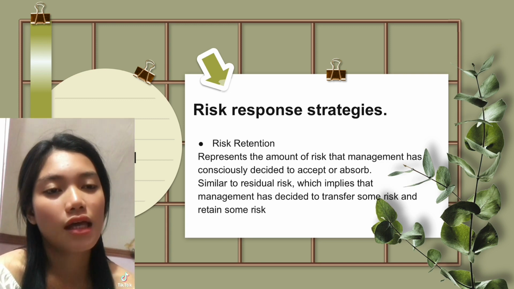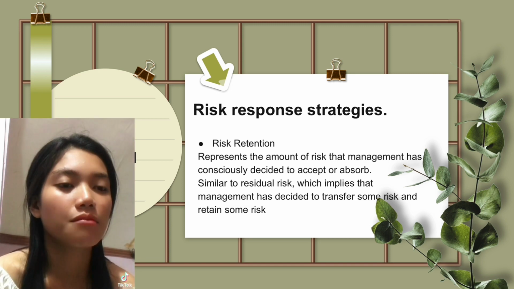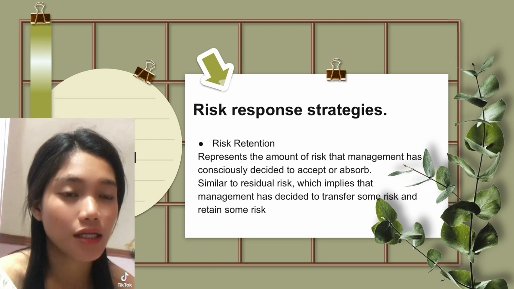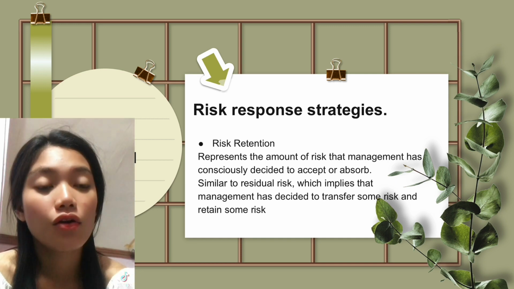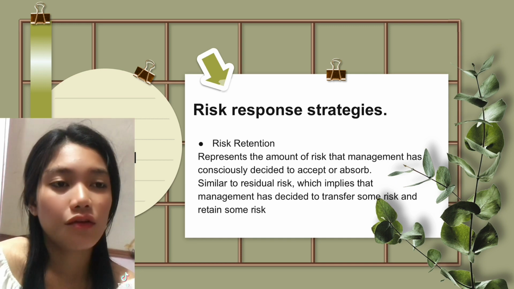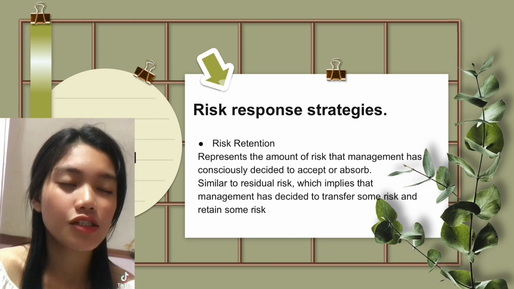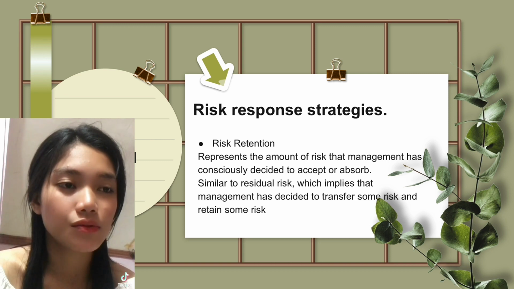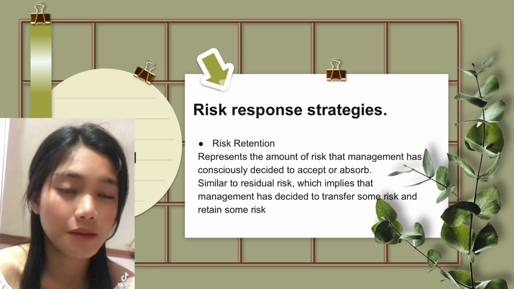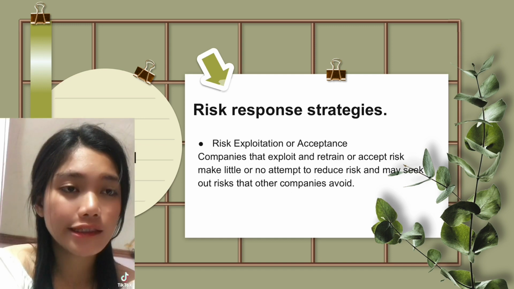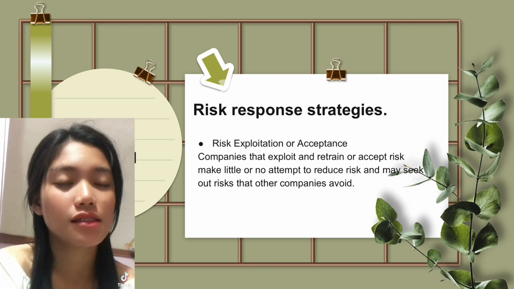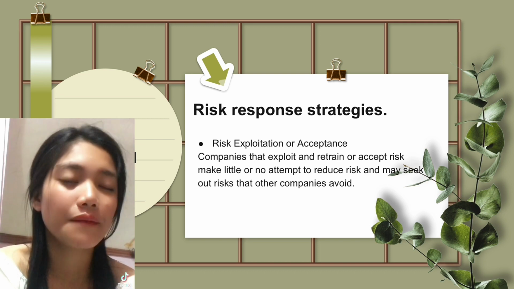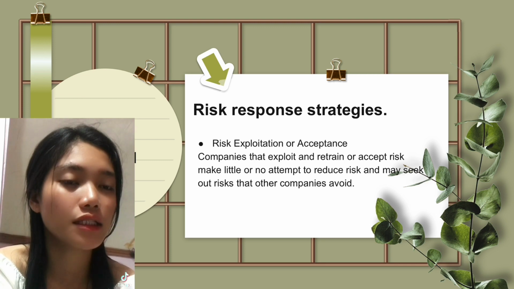Next is risk retention. It represents the amount of the risk that management has consciously decided to accept or absorb. It occurs when risks have been evaluated and the organization decides to accept the potential risk. No action is taken to decrease the risk, but a contingency plan may still be put in place. Next is risk exploitation or acceptance. Companies that exploit and retain or accept risk may make little or no attempt to reduce risk and may seek out risk that other companies avoid.